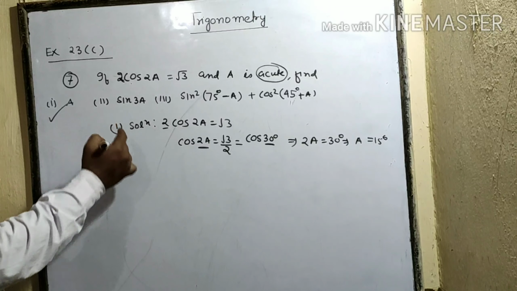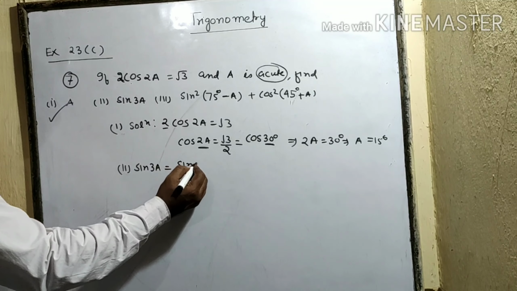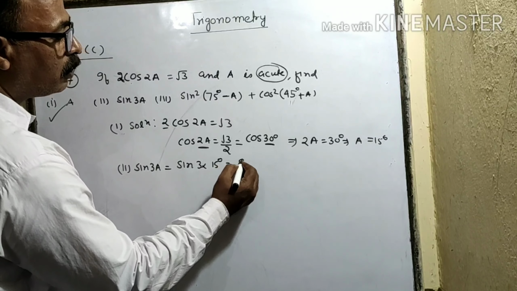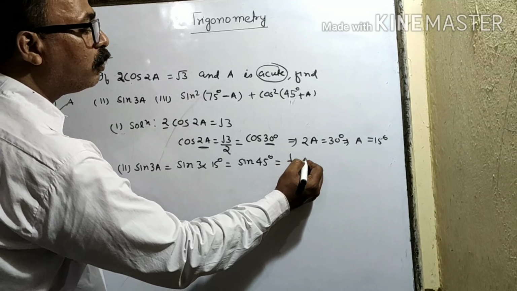Now I'll come to the second part. You have to calculate sin 3A. So sin 3A will be sin 3 into this A, that is equal to 15 degree. That is equal to sin 45 degree. And sin 45 is 1 by root 2. This will be your answer.